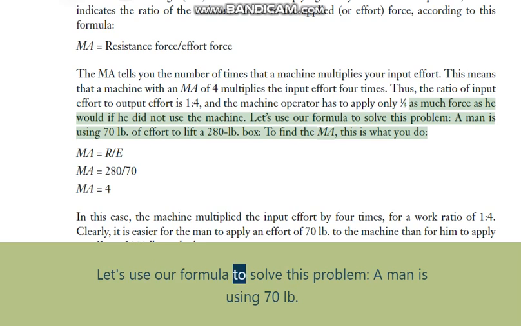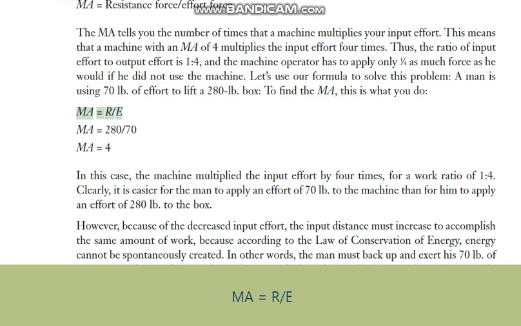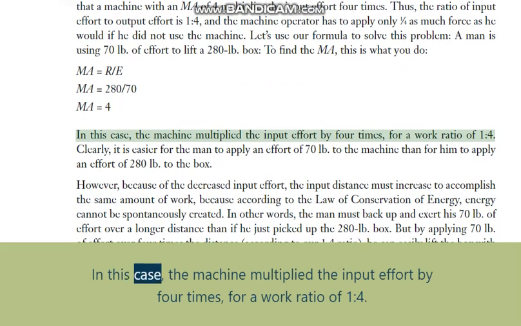Let's use our formula to solve this problem. A man is using 70 pounds of effort to lift a 280 pounds box. To find the MA, this is what you do. MA equals R/E. MA equals 280/70. MA equals 4. In this case, the machine multiplied the input effort by 4 times, for a work ratio of 1:4.